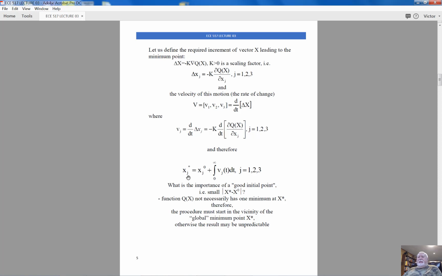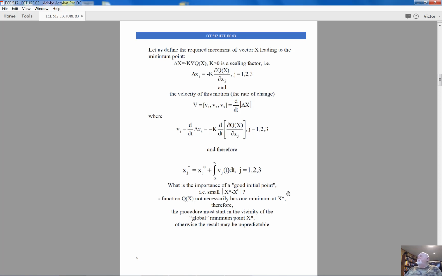you can say that the minimum point, x1, x2, x3 with star, could be defined as initial conditions plus the integral of the appropriate velocities with respect to time, and we integrate from 0 to infinity, which means that if we would perform theoretically an infinite number of steps, we would reach the minimum point, or every component of the minimum point will be reached. What is the importance of the good initial point?